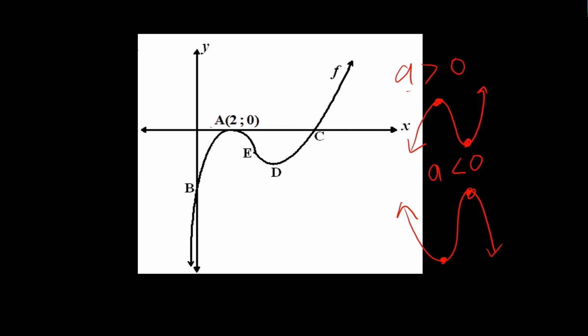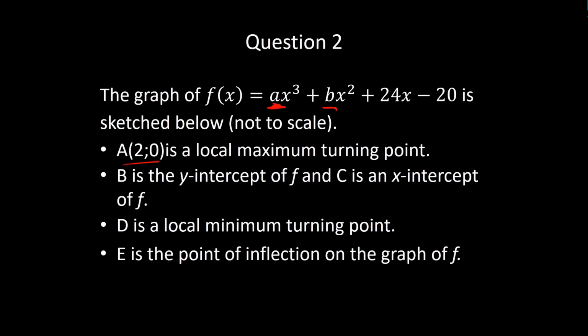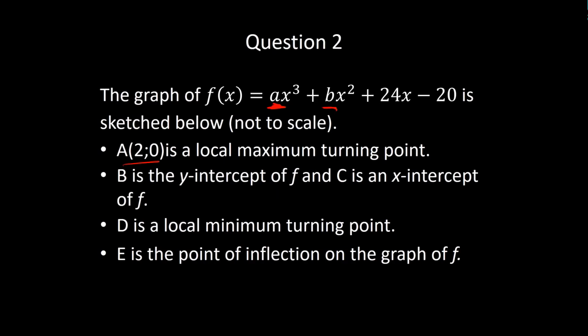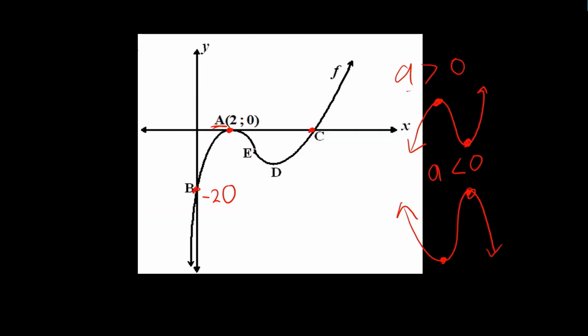The point A is (2, 0), and that's a turning point and an x-intercept. B is the y-intercept, and C is an x-intercept. They're basically stating what's already on the graph. That's your x-intercept, that's your y-intercept, so we know the constant must already be negative 20. If we let x equal 0, I can see my y-intercept will be negative 20. D is a local minimum turning point, again telling you things that you know. E is the point of inflection on the graph.